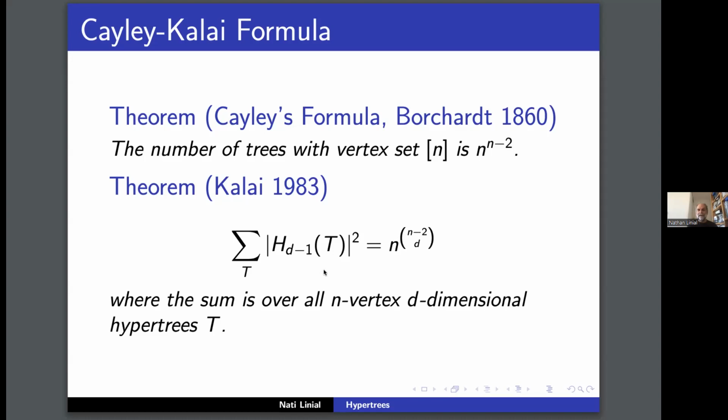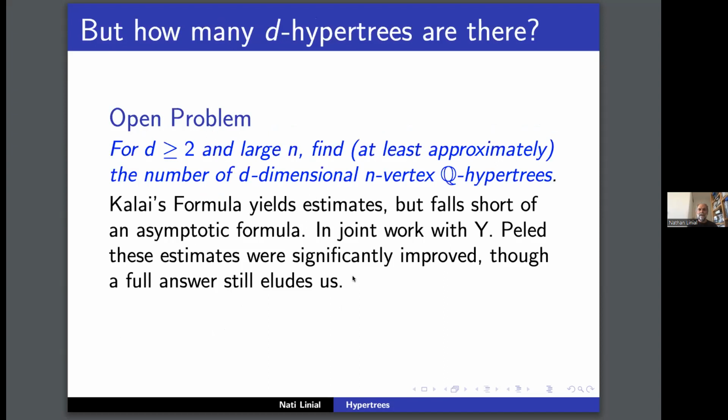essentially what Kalai did in his paper is to adapt one of the known proofs. This formula is of course a special case of the matrix tree formula, and he adapted that proof, and that's how he derived this formula. So the connection is definitely there, but it takes some work. Okay, so I want to give you a sense of how Yuval Peled and I improved the estimates for the number of trees.